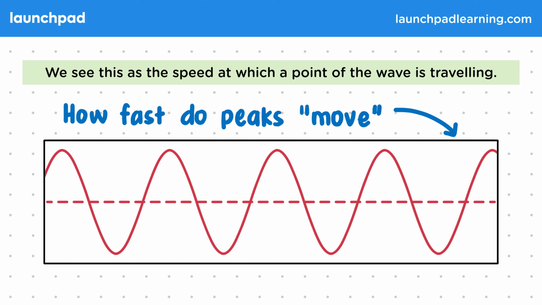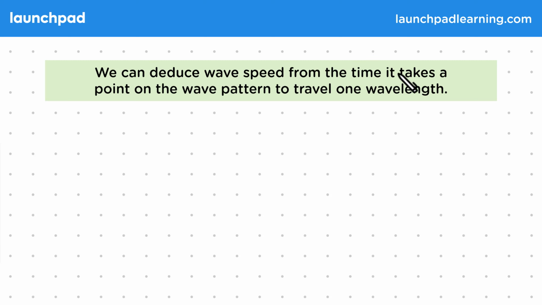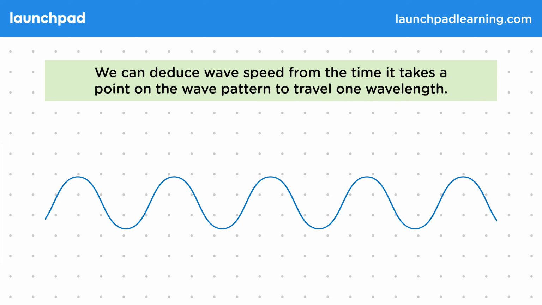How does speed relate to the other properties of the wave? We can deduce wave speed from the time it takes a point on the wave pattern to travel one wavelength. Here's another example of a wave pattern. Let's focus on this peak here and see how long it takes to travel one wavelength. Remember that a wavelength is the distance after which the pattern of the wave repeats, or the distance between two equivalent points on the wave. In this case, a wavelength would be the distance from our peak to the next peak, and we can label this wavelength using the Greek letter lambda.